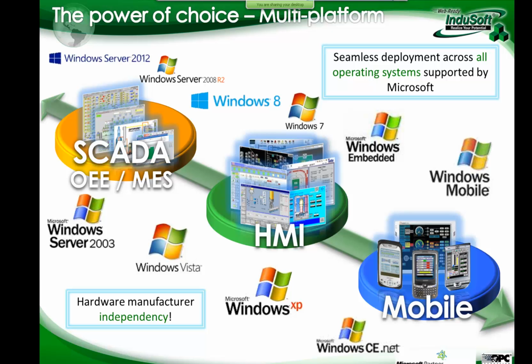You don't need to change anything in your project. You just download to the new hardware, or you can scale it up to a bigger hardware with more memory, everything, and then you're gonna go into Windows Embedded Standard, which is Windows Embedded based on 7, and you can also build a big SCADA OEE system running on any Windows server, including Windows Server 2012.